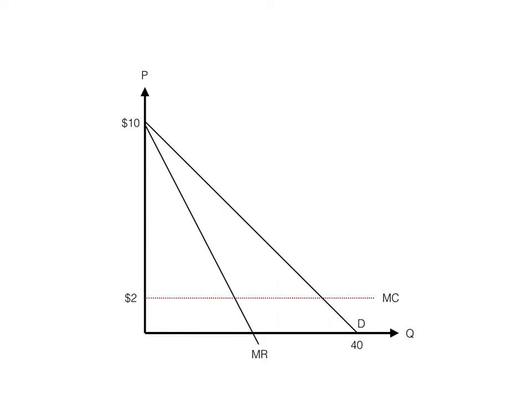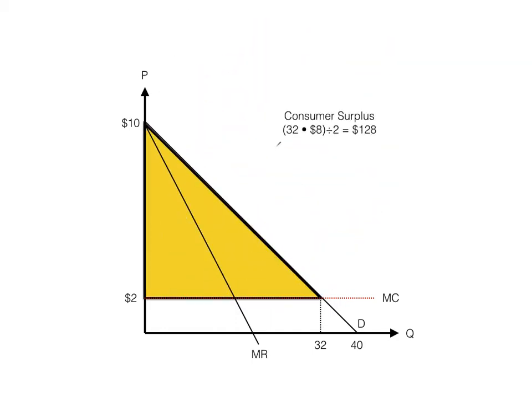So our demand is going to be the demand curve with our marginal revenue curve, and the marginal cost is going to be $2. And if the firm is in a perfectly competitive market, it's going to charge marginal cost, and it's going to sell 32 units at $2 a piece. The firm will earn no economic profit, and this would be the consumer surplus. They're getting all the surplus at $128.